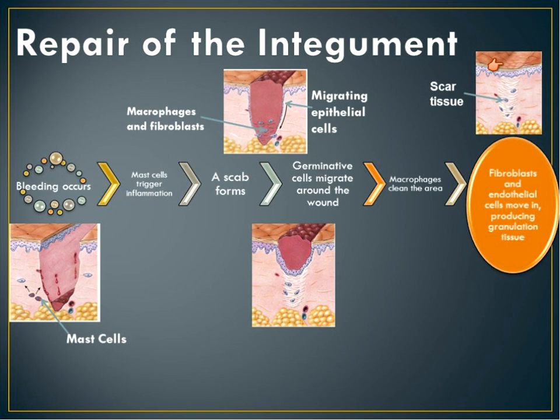This is also a good example of a short answer question because it's a stepwise process of what happens. And I could ask something simply as, explain how the integument repairs itself. Be sure to discuss the role of mast cells, macrophages, fibroblasts, and what is granulating tissue. So, you should be able to tell me stepwise how that happens.